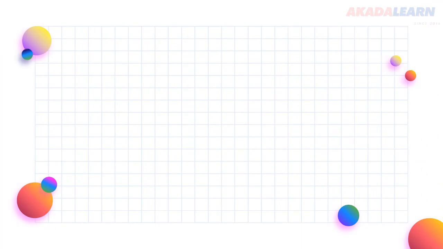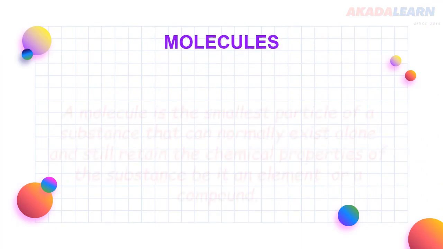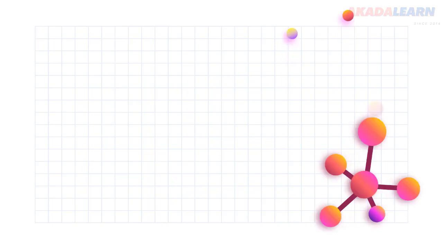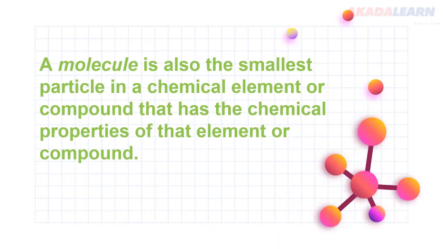So let's get started. What is a molecule? A molecule is the smallest particle of a substance that can normally exist alone and still retain the chemical properties of that substance, be it an element or a compound. A molecule is also the smallest particle in a chemical element or compound that has the chemical properties of that element or compound.